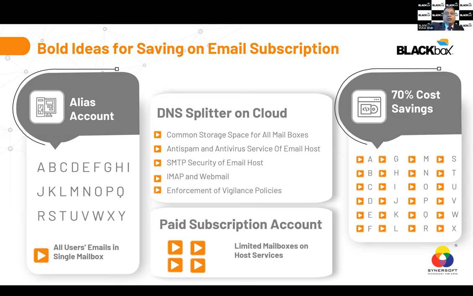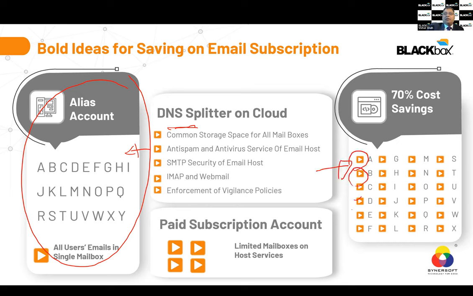So you have an alias account in which all the users' emails will fall. Then you have DNS splitter technology, which is a common storage for all the mailboxes. It will pull from this particular alias account, and then distribute all the emails into different mailboxes. These users will connect to this particular account through IMAP or POP protocol, and they can check their emails as they want. We will see how it works. I will show you the DNS splitter technology, which is inbuilt technology with Black Box. You can also have other brands in DNS splitter technology.